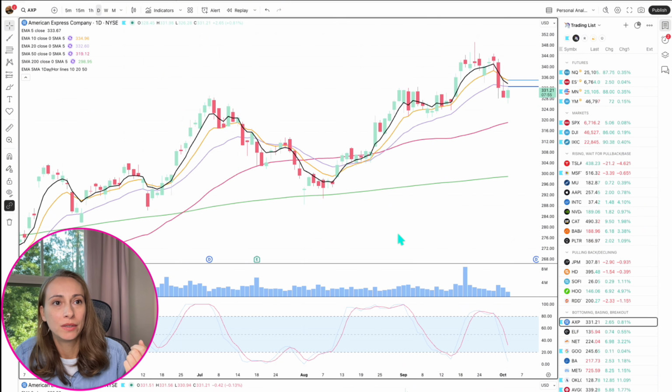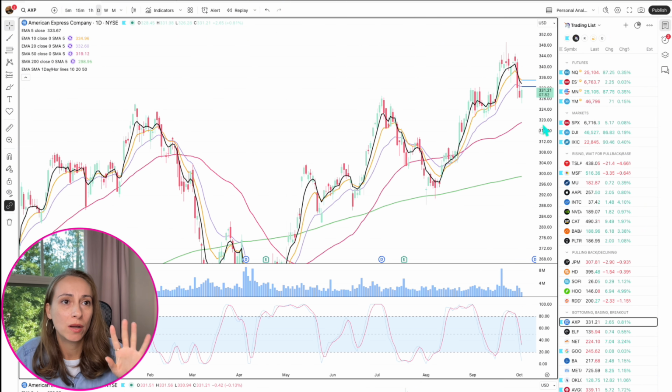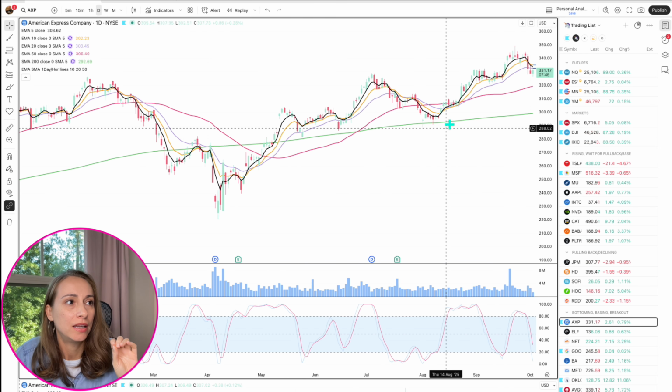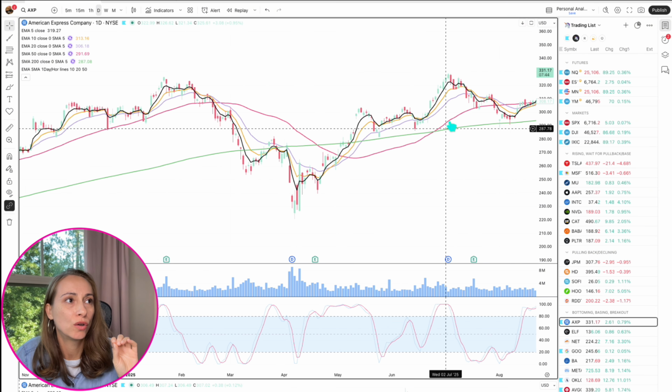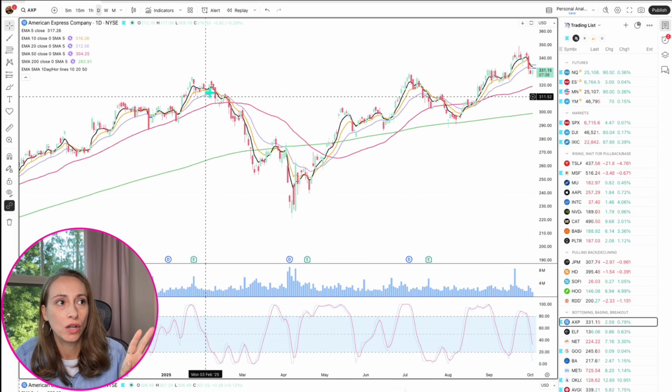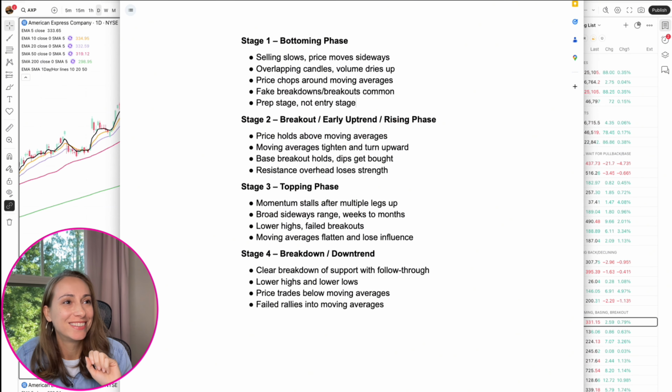So if I zoom out and we talk about just the stages at first, the zoomed out version of what we're looking at, this is a great example, so I can just scrunch it up. You're not really worried about the individual price action, but the flow. I've got a couple of notes here, and this is pretty much what each section does. We've got a bottoming phase where the selling starts to slow down, then the breakout and uptrend, the rising phase, and the topping phase, breakdown and downtrend.